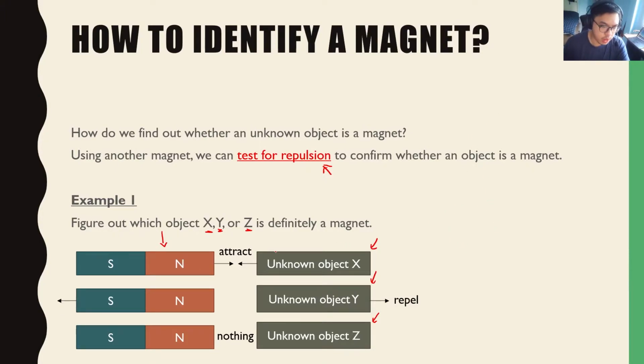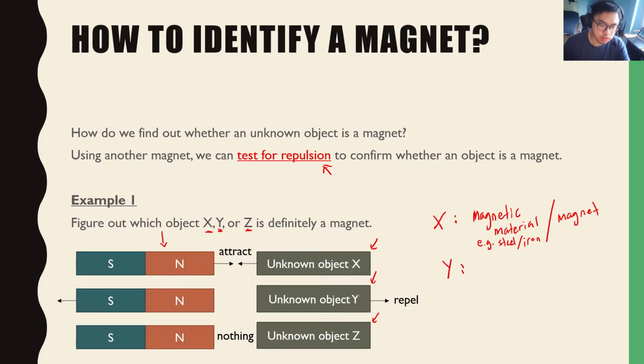Now X, when you bring a magnet to it, it attracts. So what is object X? Object X is probably a magnetic material, for example, steel or iron and so on. It could also be a magnet because these two things we know are attracted to a magnet. A magnetic material like steel or iron can be attracted to a magnet, but a magnet can also be attracted to a magnet. So X, we do not know whether it's a magnetic material or a magnet. It's inconclusive.